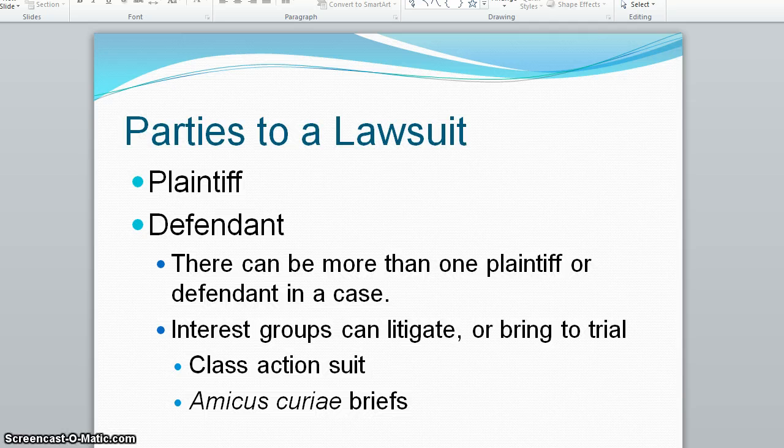The friend of the court brief is a document calling for a desired outcome in a case filed by an interested party. Individuals or interest groups may also bring a class action suit, one that seeks damages for all persons similarly situated.